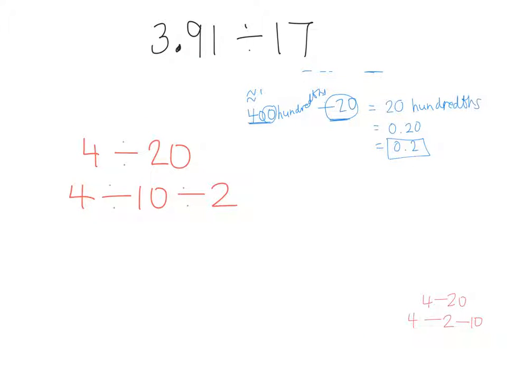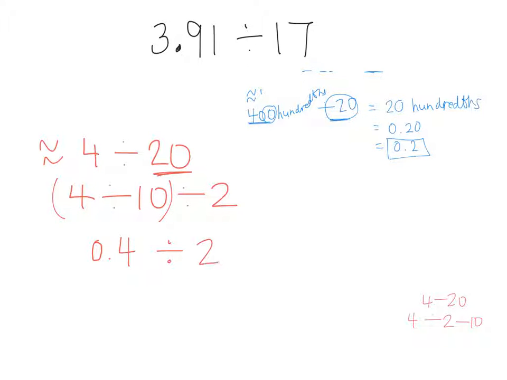Once again, I'm going to estimate the divisor first. I could say that 17 is pretty close to 20, and 3 and 91/100ths is pretty close to what whole number? 4. Okay, and therefore my estimated division problem would be 4 divided by 20. I could split 20 up into 10 and 2, right? So could I do 4 divided by 10 and then divided by 2? I sure could. What's 4 divided by 10? Reagan? 4 tenths, 0.4 divided by 2.